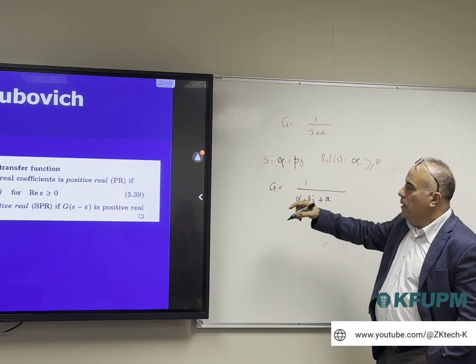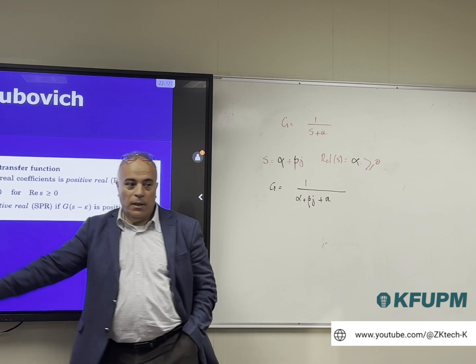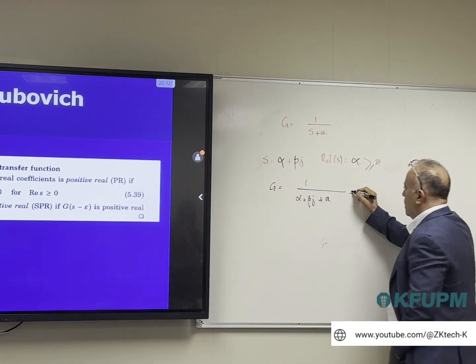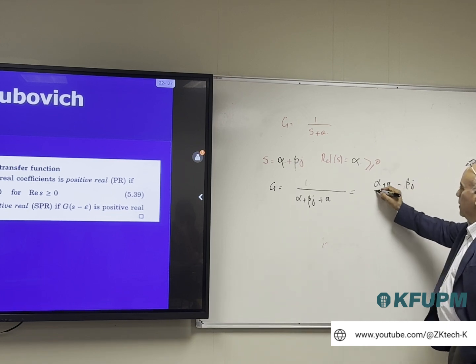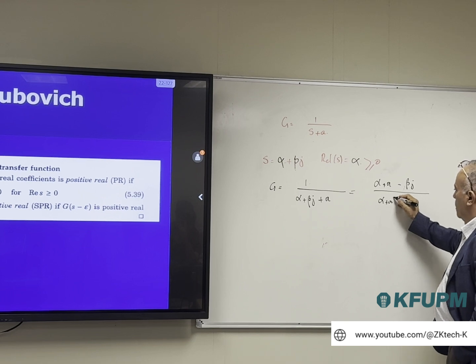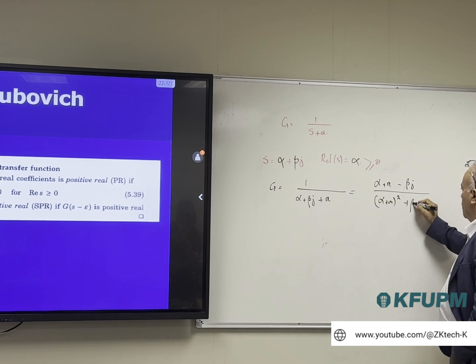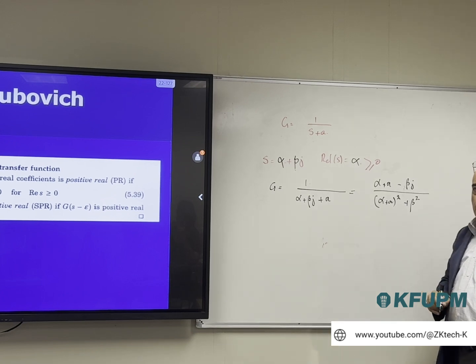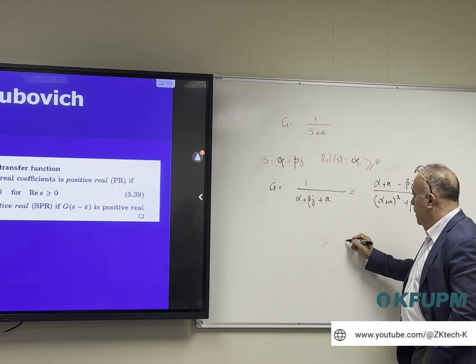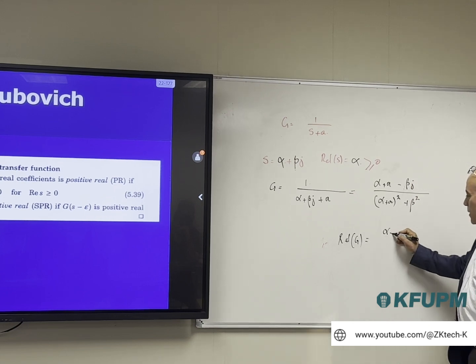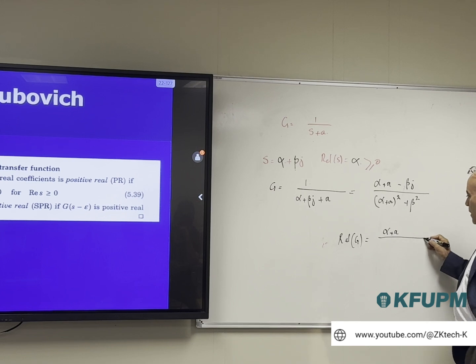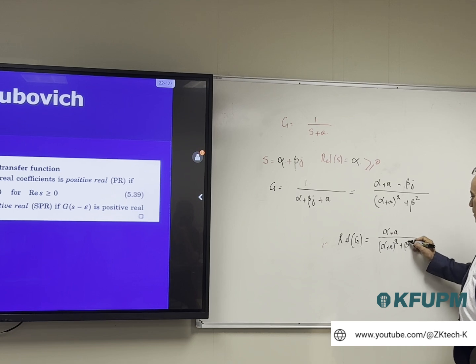Okay. I need to compute the real part of this transfer function. So I multiply by the conjugate on both sides. So this will be equal to alpha plus a minus beta times j divided by (alpha plus a) squared plus beta squared. You agree with this? Yes. Right? So the real part will be equal to alpha plus a divided by (alpha plus a) squared plus beta squared.